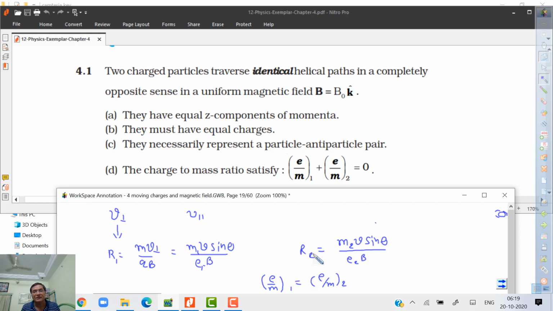Now the second thing, if both have the same magnitude with a positive and negative sign, then it will not be in the opposite sense. So one must be positive, the other one negative, and if you add them, you will get 0. So I think D is the correct option. This is also possible, particle-antiparticle, but the nearest answer is D.